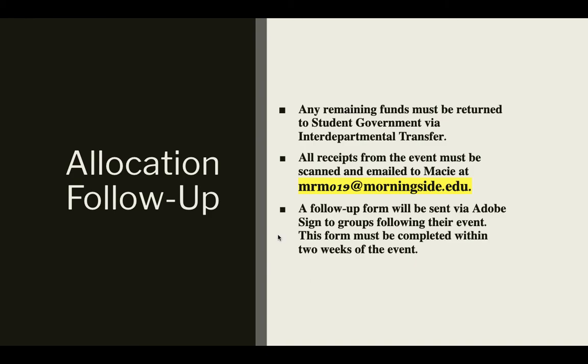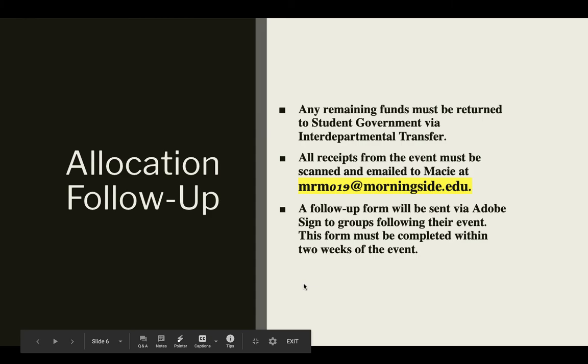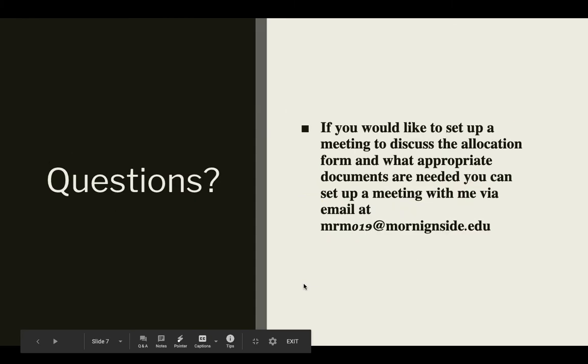And then finally, a follow-up form is going to be sent using the same Adobe Sign feature that you use to complete your allocation request form. This is just a brief follow-up on how the money was spent, how the event impacted your group, and how it will impact campus and things like that. And that form has to be completed within 2 weeks of the event.